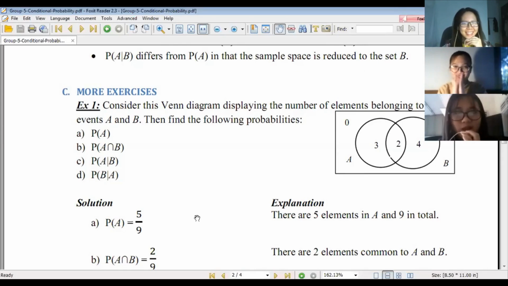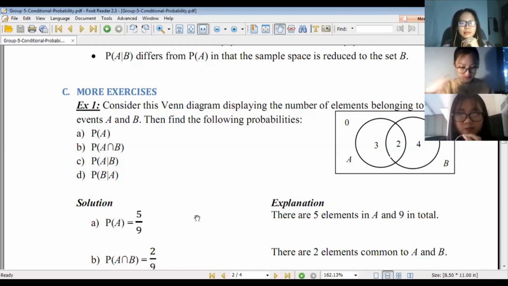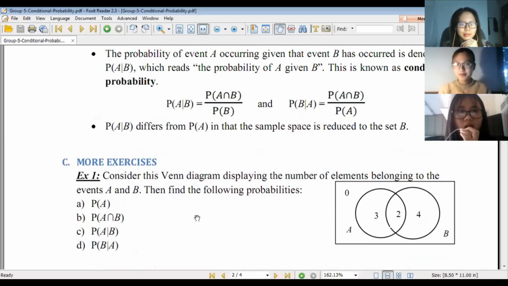So for question C, I will give you the explanation, and you must do question D yourself. We apply this structure: the probability of A given B is equal to the probability of the intersection of A and B over the probability of B. Because there are 2 in common and B has 6 elements, the result is 2 over 6, right?